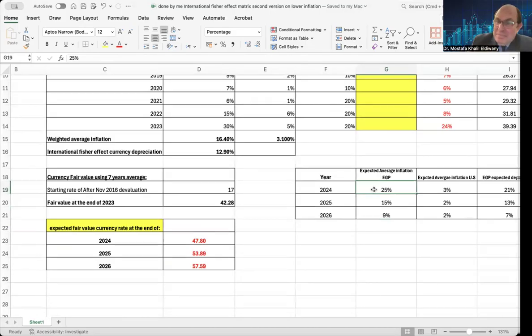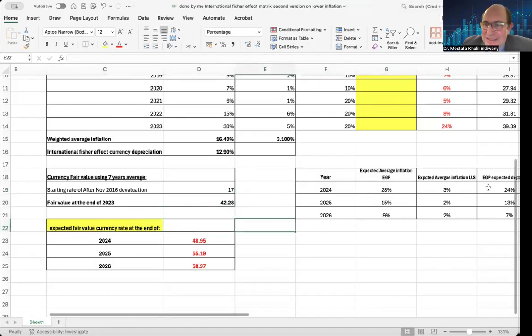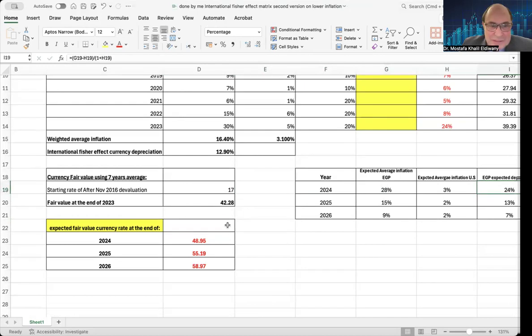So if I change the inflation to 28% on average, the depreciation of the currency increased from 21 to 24, leading to a fair value of 48.95, which is more or less the price now, around 50. $1 equals 50 EGP, which is now a quite stable situation where the currency has a price equal to its economic fair value.